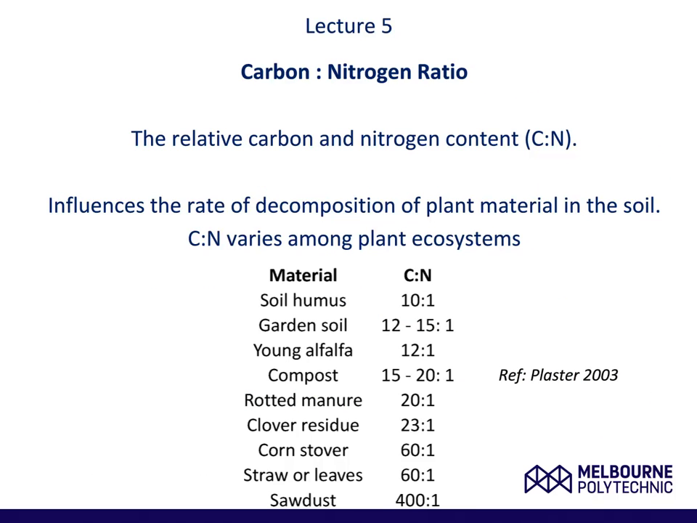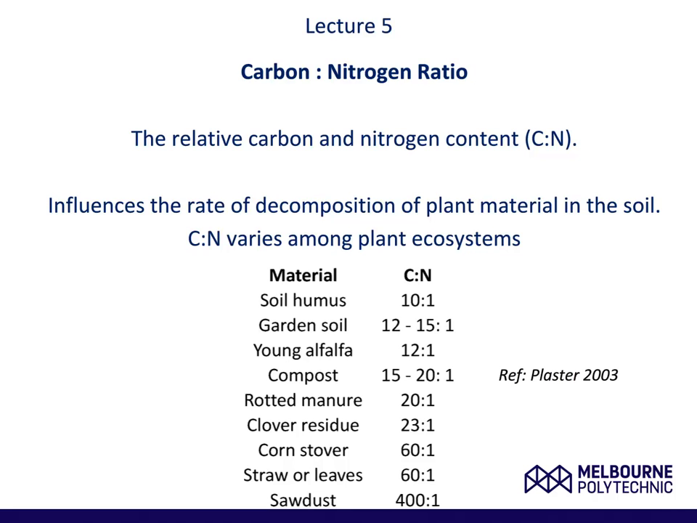Another important concept to understand is that of the carbon and nitrogen ratio and how it relates to decomposition in your soils. The carbon to nitrogen ratio is the relative amount of carbon to nitrogen. It influences the rate of decomposition of animal and plant material in the soil. The C/N ratio varies among plant ecosystems. Therefore, if you add different conditioners such as soil humus or compost, or you leave young alfalfa on your fields, you will have a different carbon to nitrogen ratio, which will significantly influence decomposition.